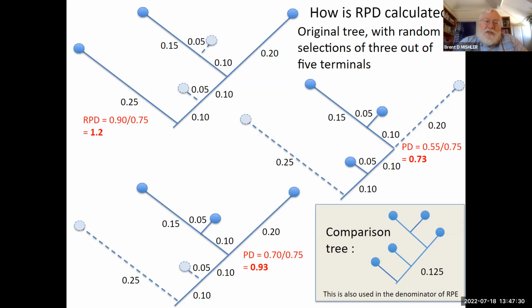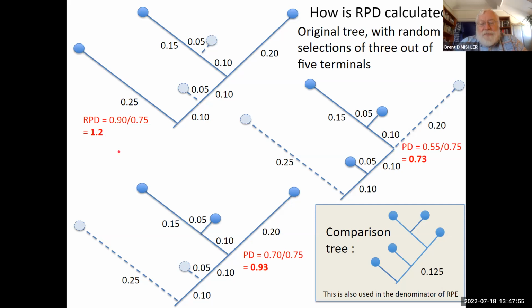And so the calculations, this is the same 3 trees. The RPD of the upper left one, for example, would, remember, it was 0.9 was the PD we calculated for that. And its PD on this comparison tree would be 0.75. So its RPD would be 1.2. In other words, there's some long branches in that one, and so forth.